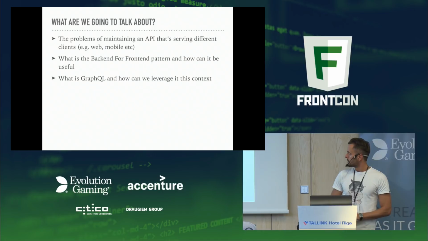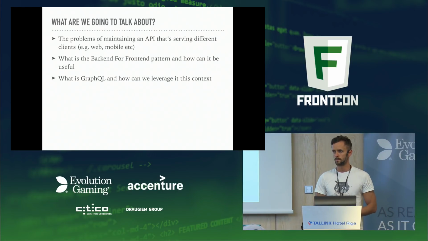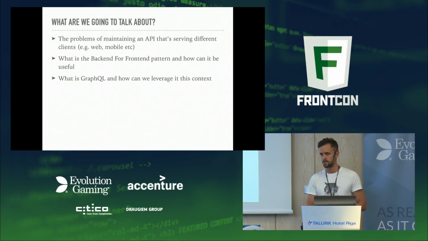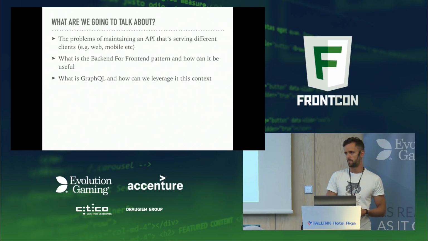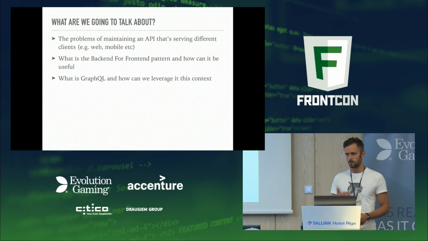And today we are going to speak about the problems of maintaining an API which tries to serve the needs of different clients. It's quite popular now that you have a single API for a mobile app, for a web app, for a watch app, for whatever app. And that raises some technical and organizational questions.